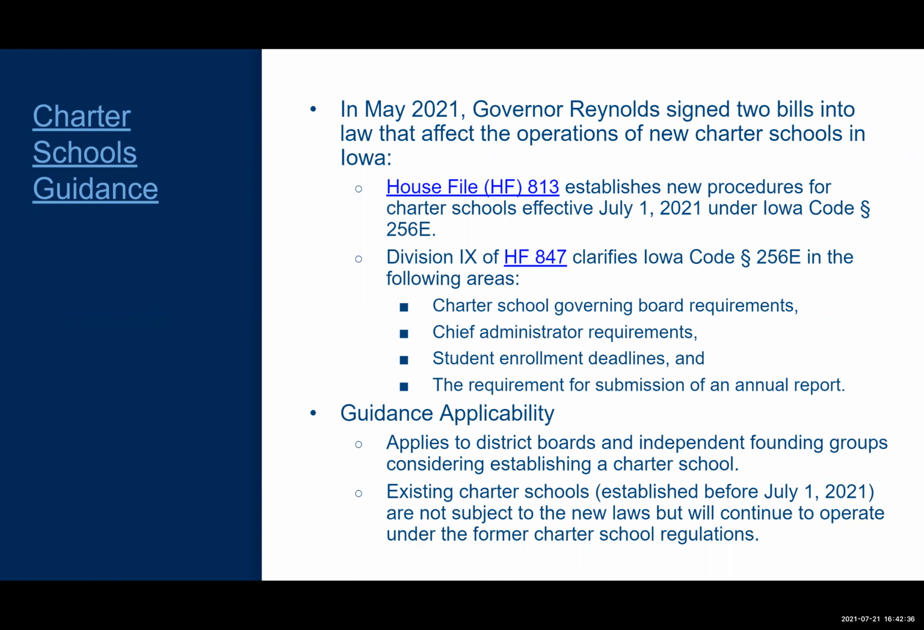Additionally, we have included who should use the guidance. This would include local school boards of existing school districts who wish to establish a charter school, founding groups not affiliated with a local school board or school district who wish to establish a charter school, and existing charters approved prior to 7/1/21 operating in the state.